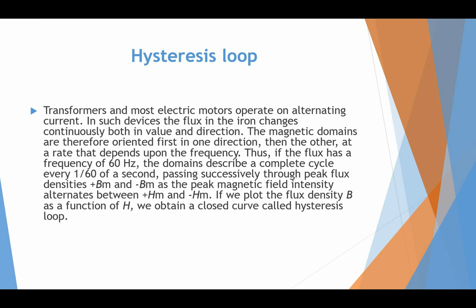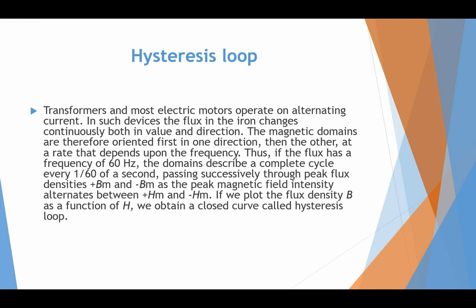If we plot the flux density B as a function of H, that is the magnetic field strength, we obtain a closed curve called the hysteresis loop. We study the hysteresis loop because there are hysteresis losses in DC generators, AC generators and transformers.